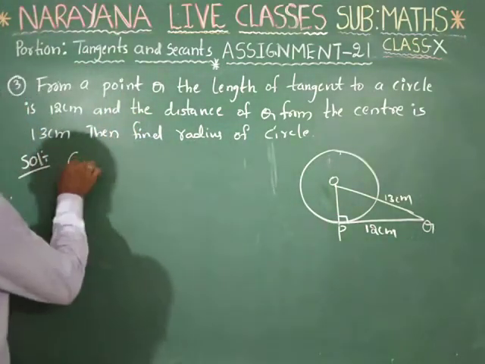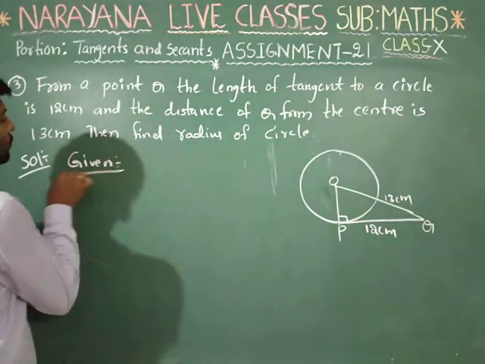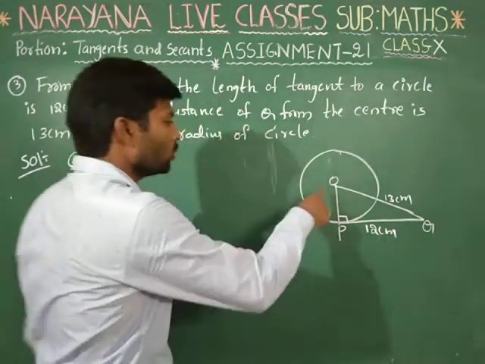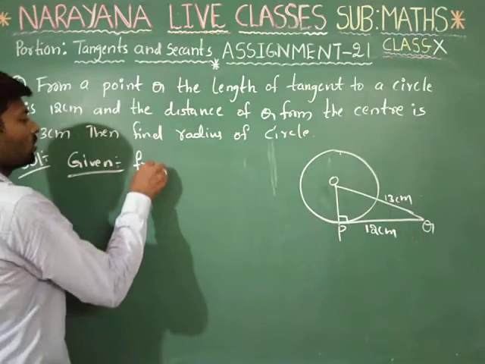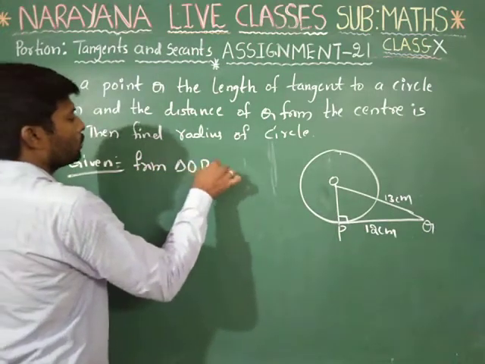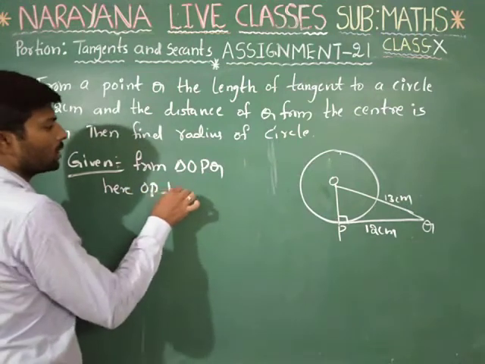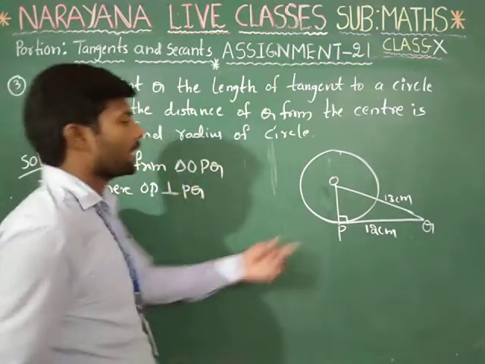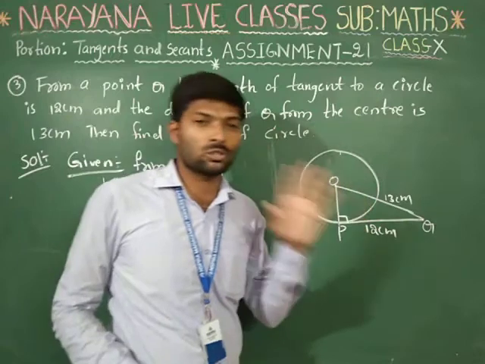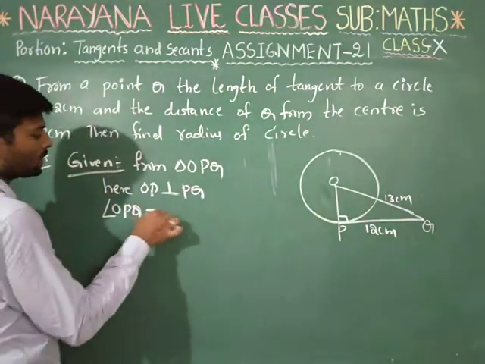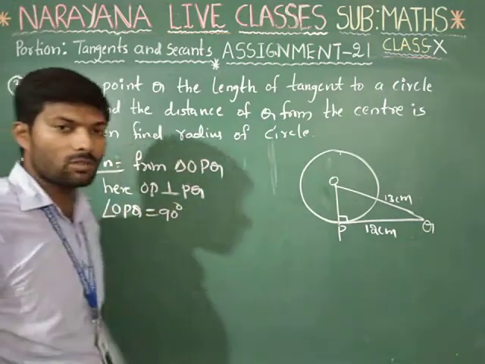So what is given? Here, from triangle OPQ, OP is perpendicular to PQ, because the angle between the radius and the tangent must be 90 degrees. So I can write angle OPQ is equal to 90 degrees.